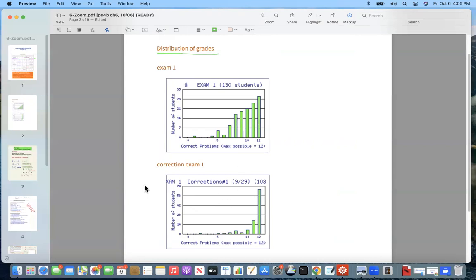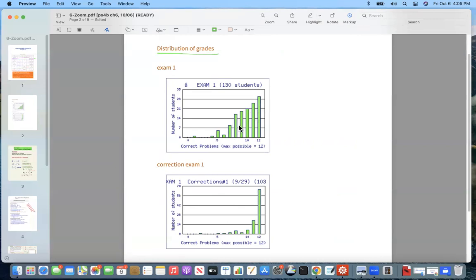Here are the scores on the correction exam. Again, there were 12 points possible. It was the same 12 problems. And the majority, by far the majority of students got 12 out of 12 on the correction exam.